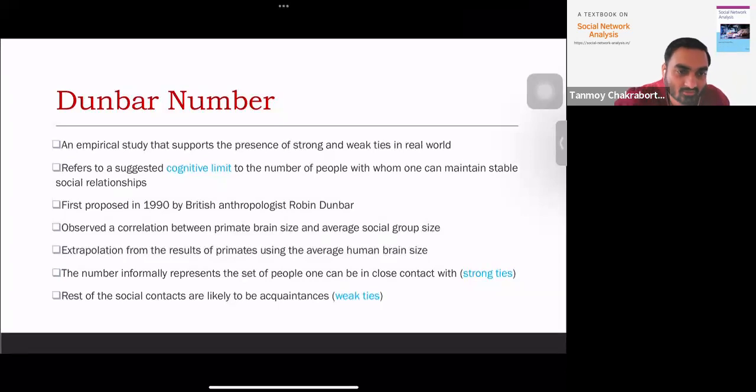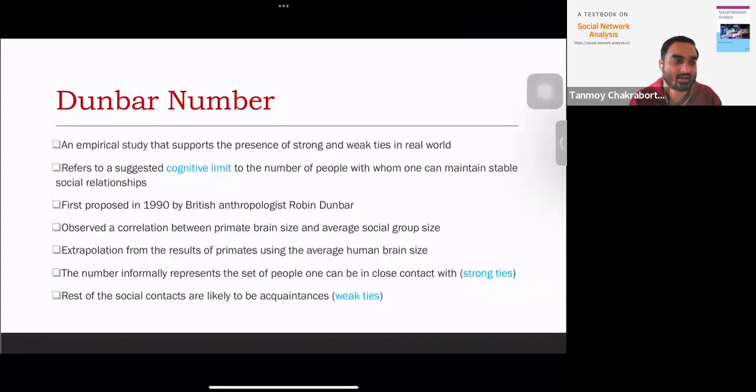There is another important concept which is called Dunbar number. Okay, what is Dunbar number? Now, the term was coined by famous anthropologist Robin Dunbar. What he tried to understand was the cognitive limit of a person to remember his acquaintances, his friends.